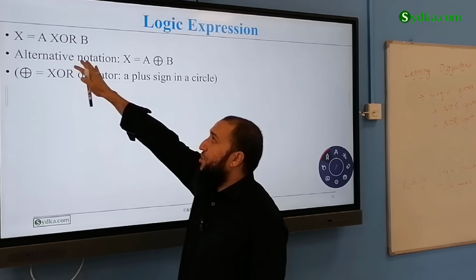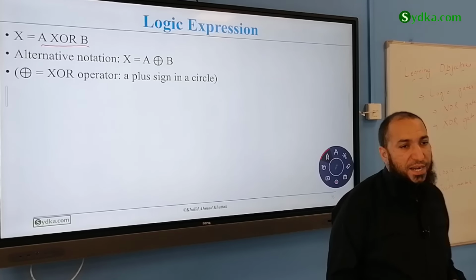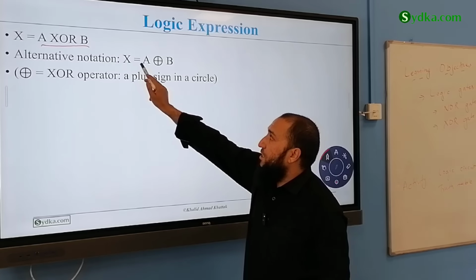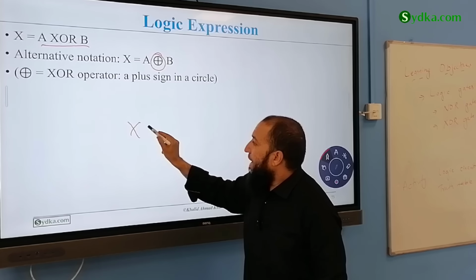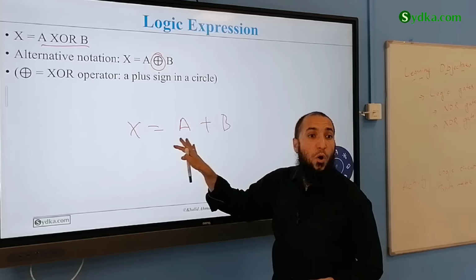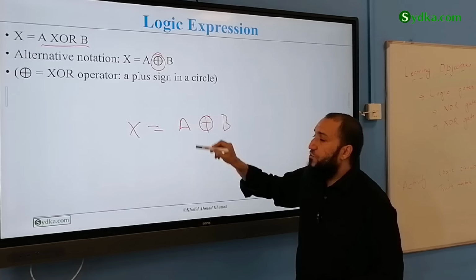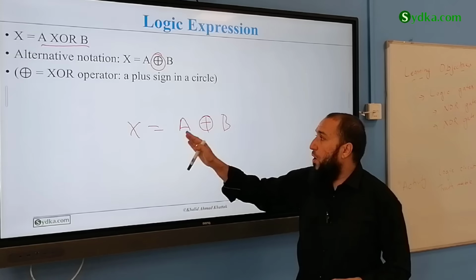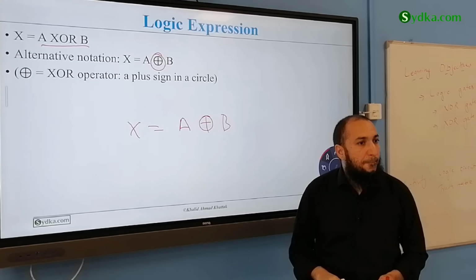Now we have the expression. X is equal to A exclusive OR B. That's one way of writing it. The other one, X is equal to A and then a symbol, look. This is for the OR gate. To make it exclusive, we just write it like this. So the exclusive OR symbol and then B.